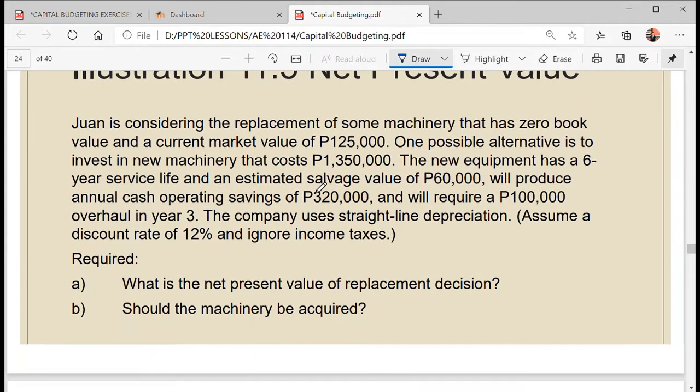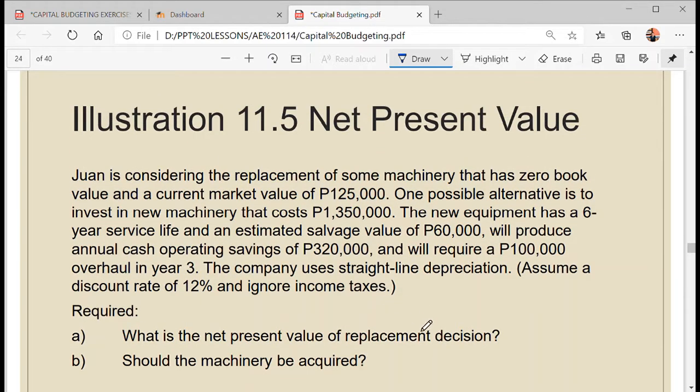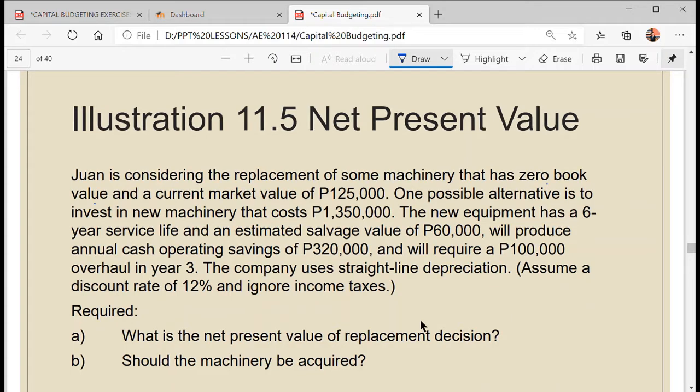Okay, you have here, one is considering the replacement of some machinery that has zero book value, but it has a current market value of 125,000. One possible alternative is to invest in a new machinery that will cost 1,350,000. The new equipment has 6 years life and salvage value of 60,000, and it will produce annual cash operating savings of 320,000 and requires a 100,000 overhaul in year 3.